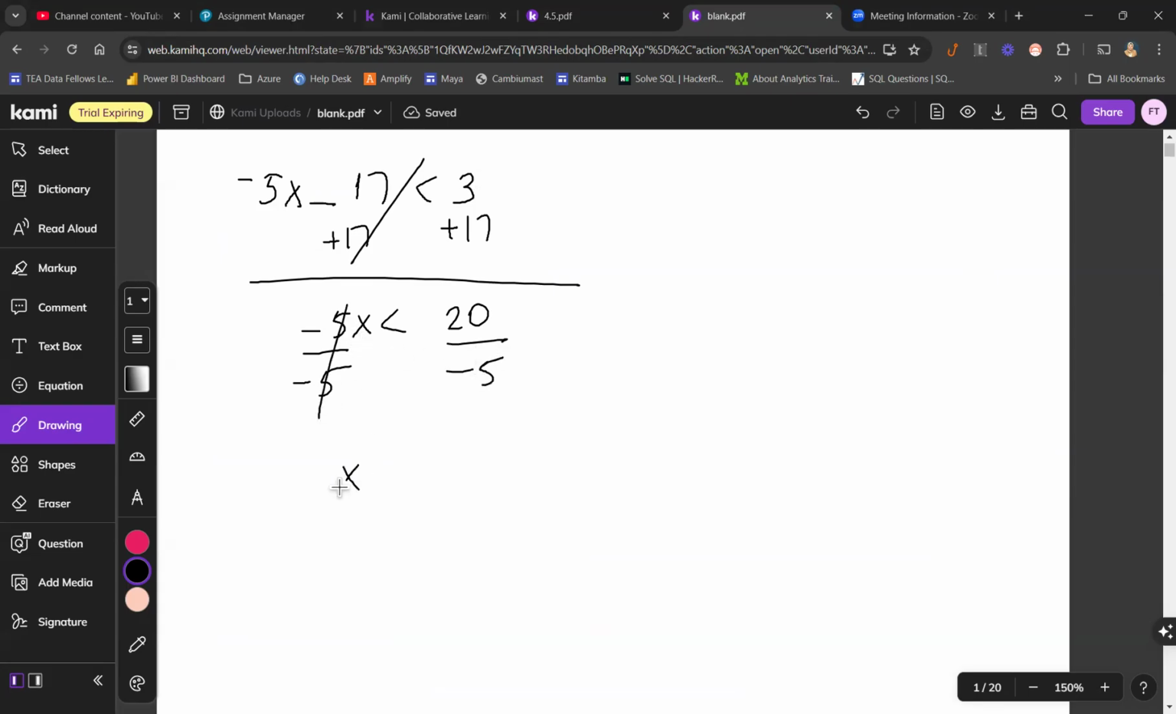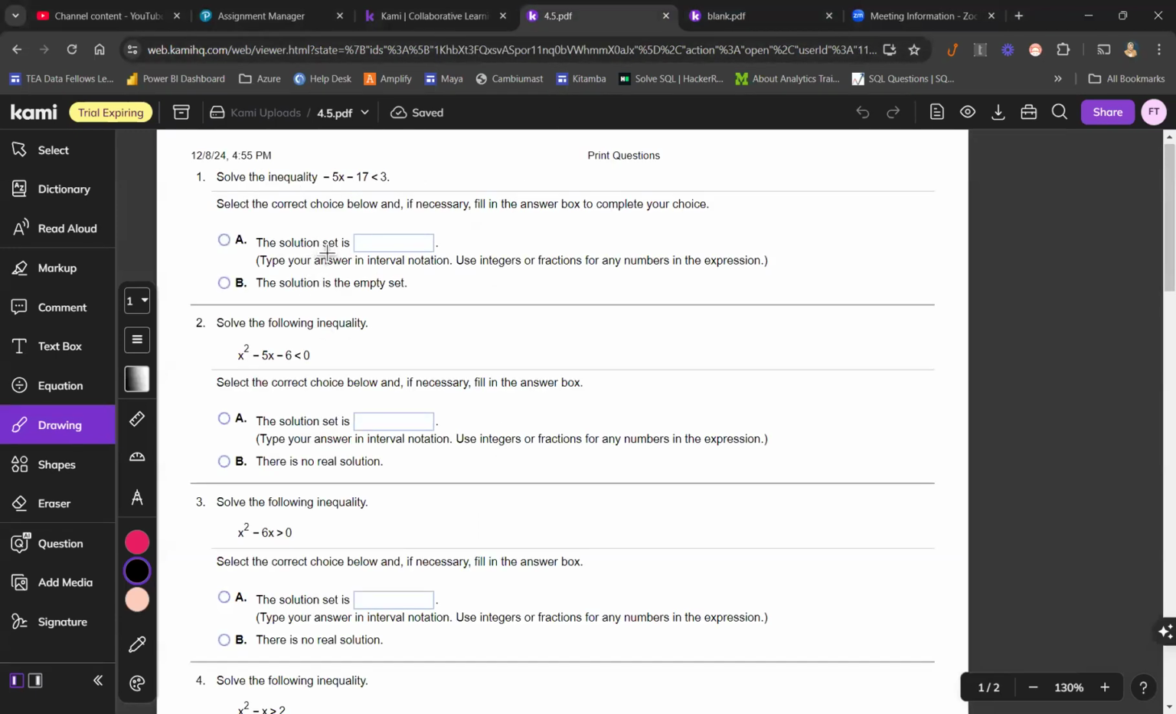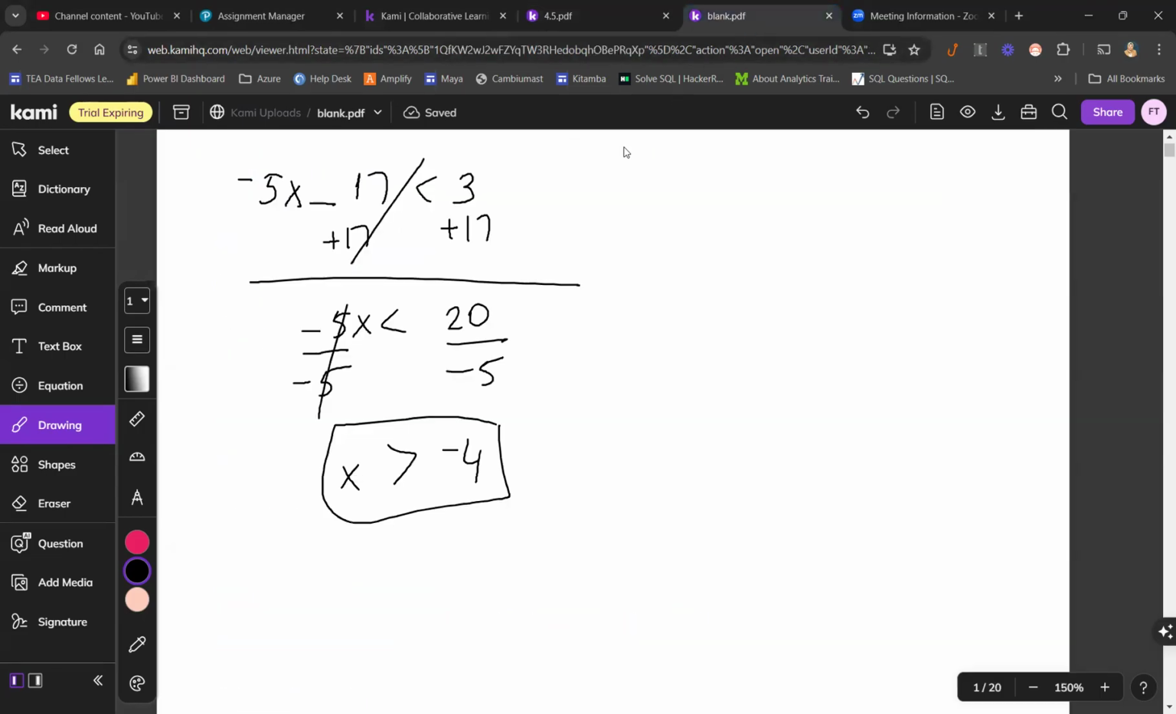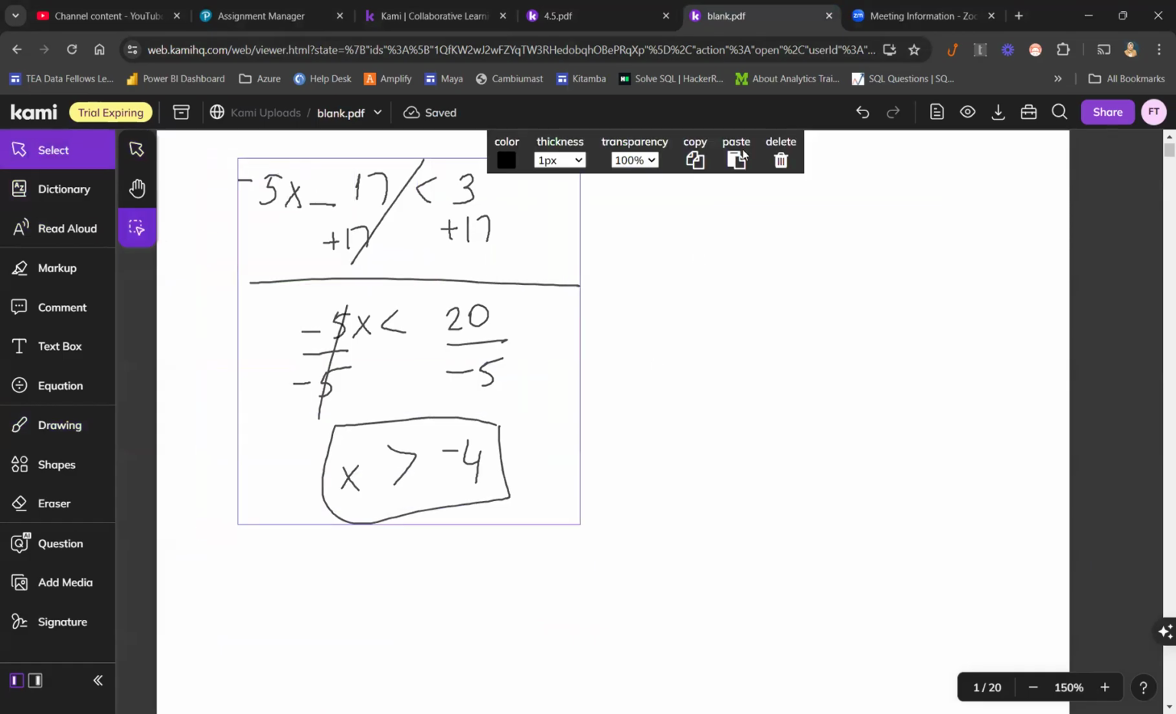Whenever we divide an inequality by a negative number, we must flip the sign and then divide these two numbers, and then you will get x is greater than negative 4. So when you see this question on the homework, you're going to choose A, and you're going to type here x must be greater than negative 4. This is how we are going to do the first question on the homework.